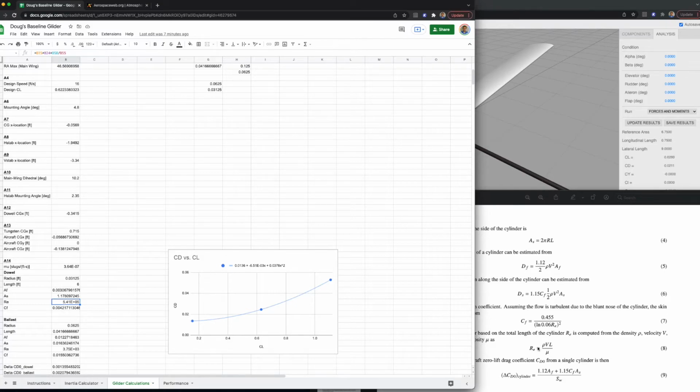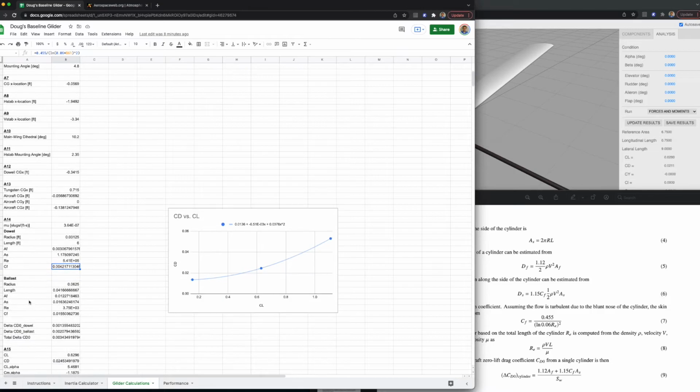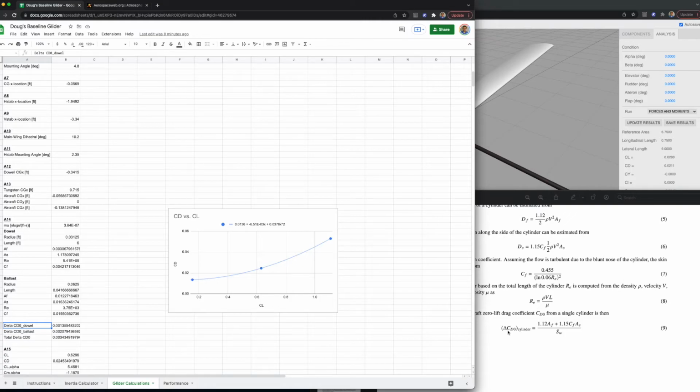And then from that Reynolds number, I can now compute this friction factor, which is 0.455 in the numerator, over the natural log of 0.06 times the Reynolds number, squared, in the denominator. So this is my friction coefficient here, 0.0042. Okay, so this is for the dowel, and then what I get then plugs into this delta C_D0 for that cylinder, and that's just the 1.12 that I've typed in here, 1.12 times the area.